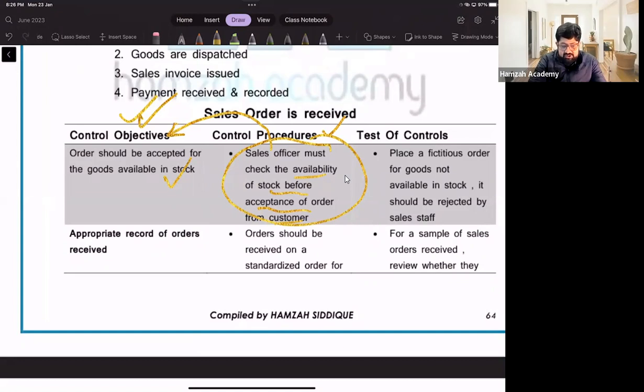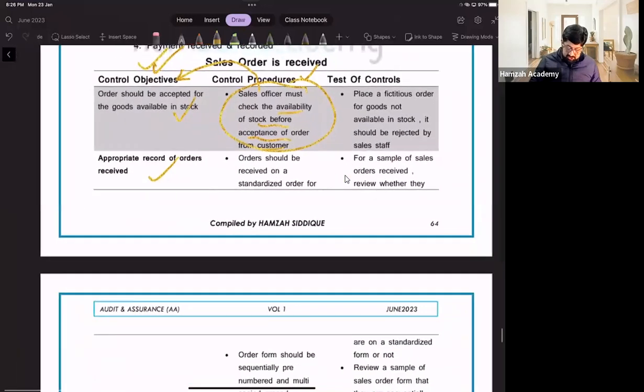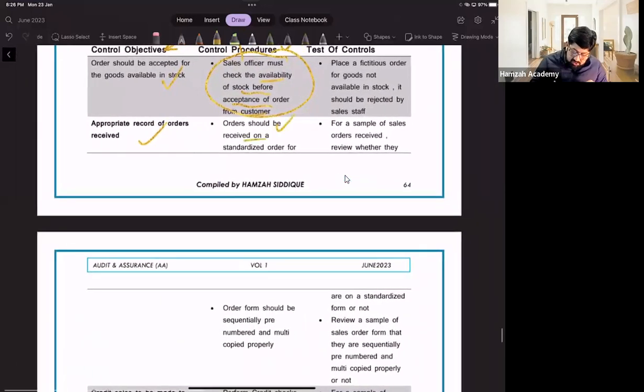Now, the next point is the second objective at this stage: appropriate record of orders received. Customers place orders with you, and being the company's representative to receive the order, you may misplace it. You may not note down all the necessary details, may forget some of the important details. So what is the solution? Two solutions are there. The order should be on a standardized order form, so that all the details are obtained.